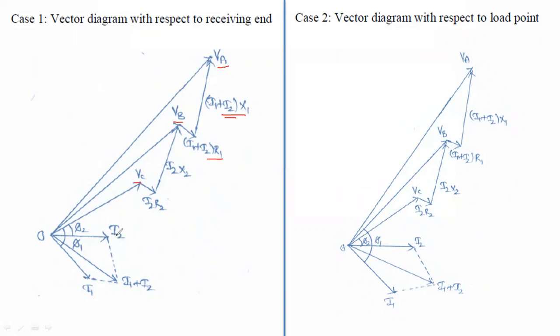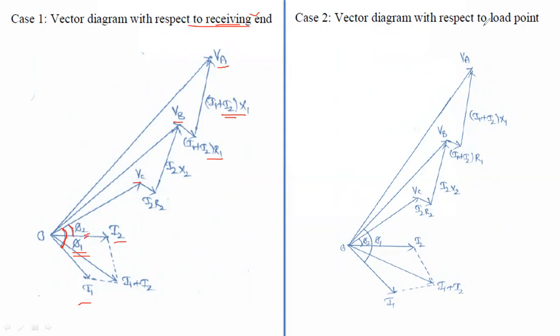The reference current we have taken is the load current I2, and I1. With respect to the receiving end, that is VC with respect to I1. The receiving end means the load end side. The load end voltage VC with respect to I1 represents phi 1, and the load end VC with respect to I2 represents phi 2.